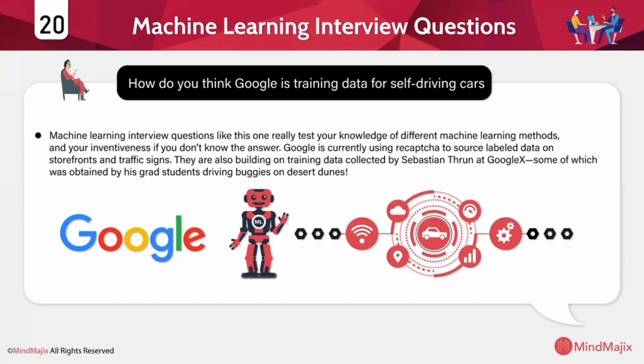Google is currently using reCAPTCHA to collect labeled data on storefronts and traffic signs. So you have to read some Google machine learning articles and what Google is currently working on in the machine learning domain, as well as deep learning, computer vision, this type of domain. Once you get the idea of how they work in this domain, you can give this type of answer in the interview. So that will be a very big plus point on your side. That's why you have to read some articles in machine learning.